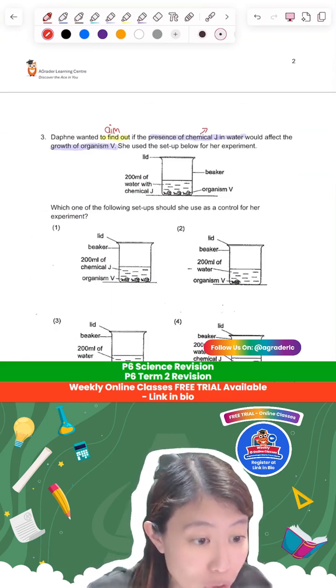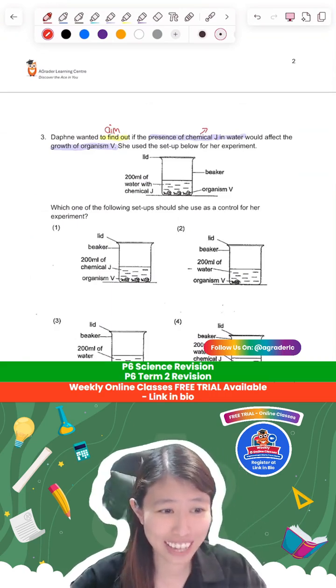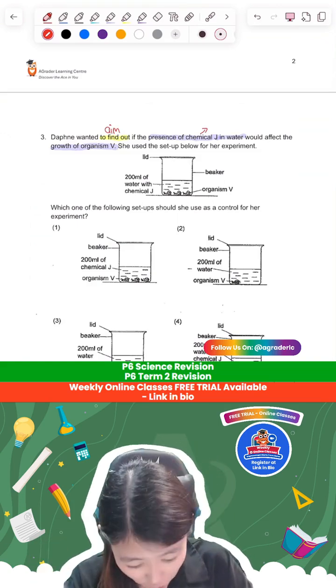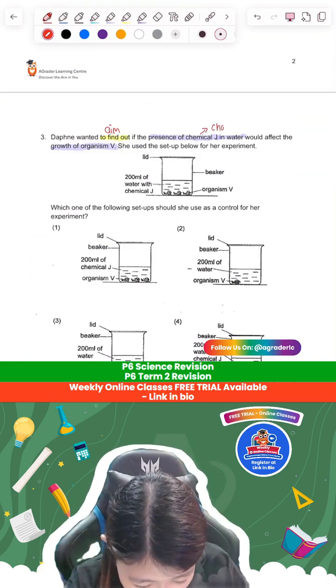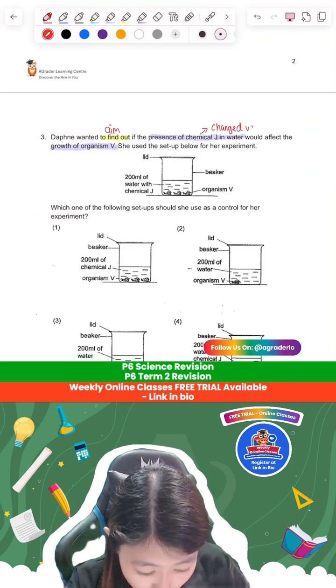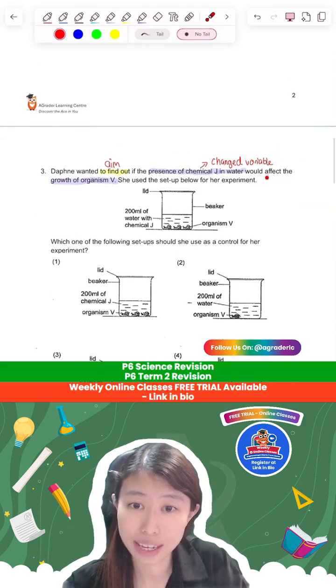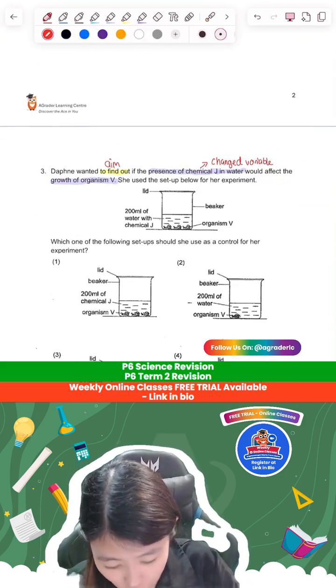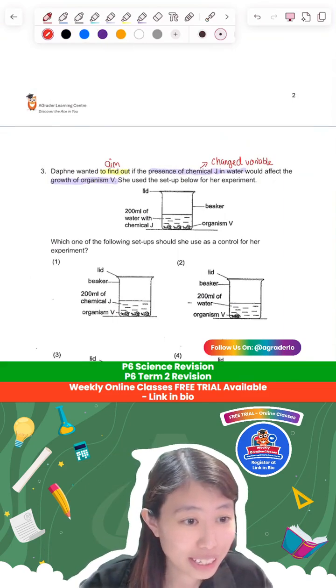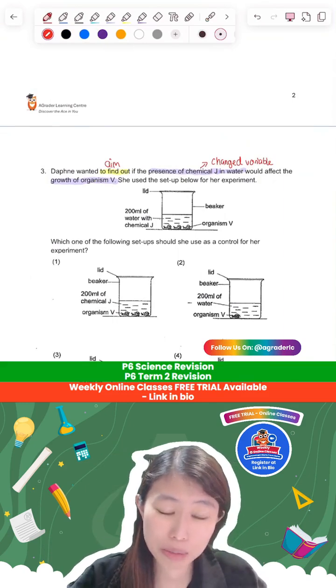Chemical, okay, Rolex man 79. Yes, chemical J is my changed variable. Very good. Because change variable affects my measured variable. So my measured variable is what? Does anyone know? What's my measured variable?